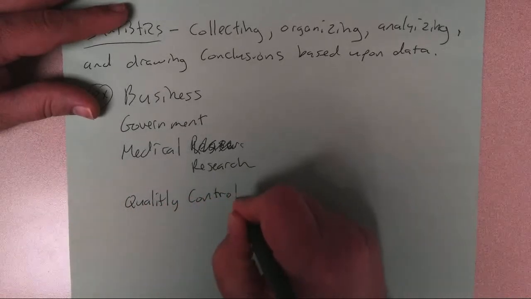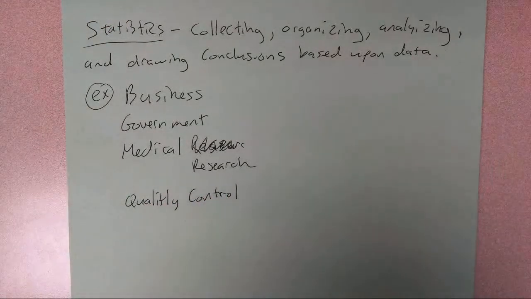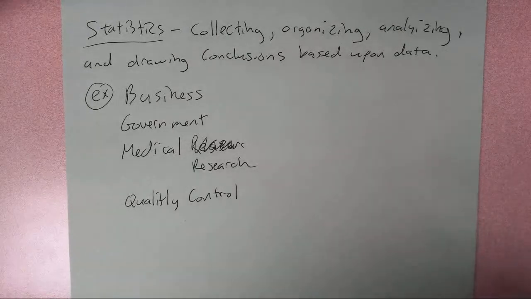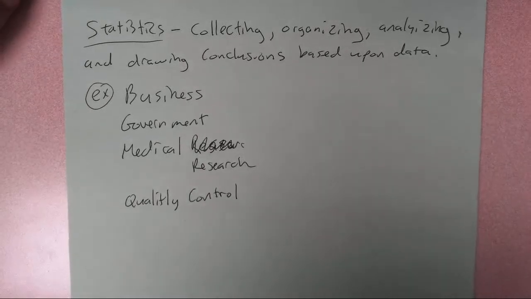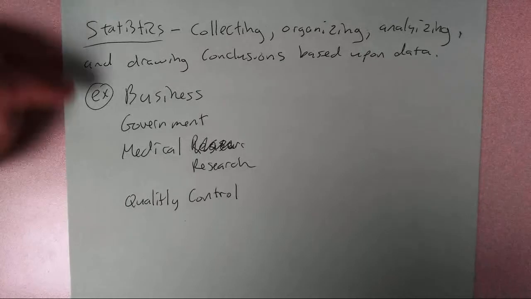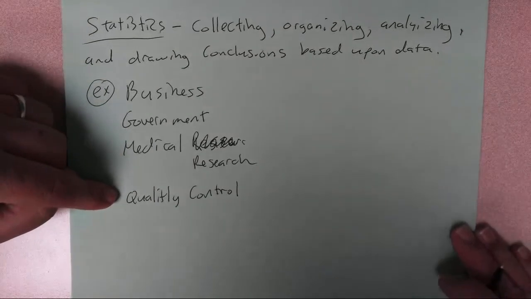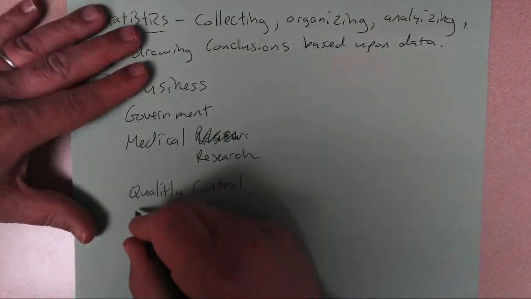So like industry, like John Deere or other places, in order to ensure safety or to ensure that certain government regulations are being met, there are people that have to test products and from that draw conclusions. So quality control is a place where it's used.